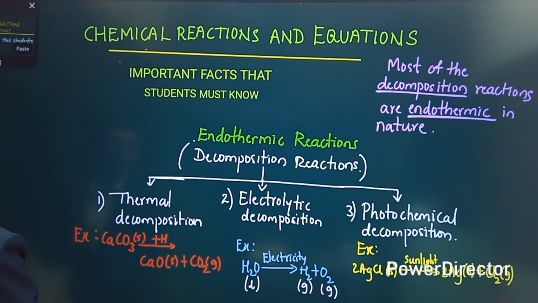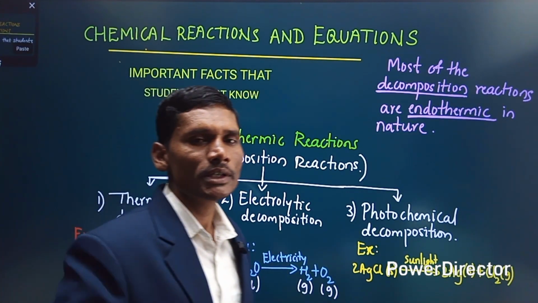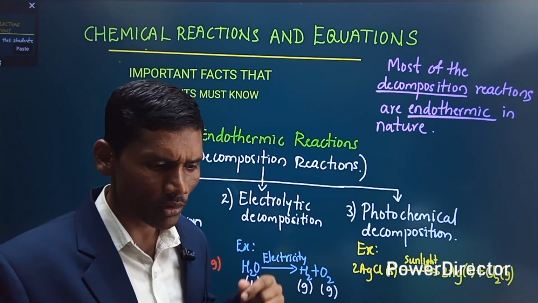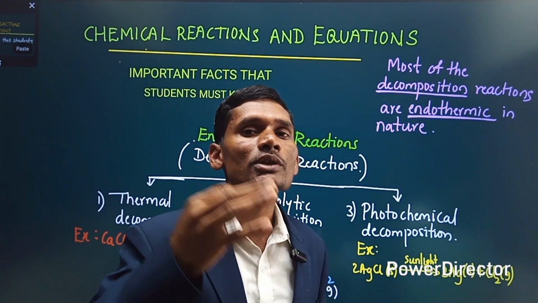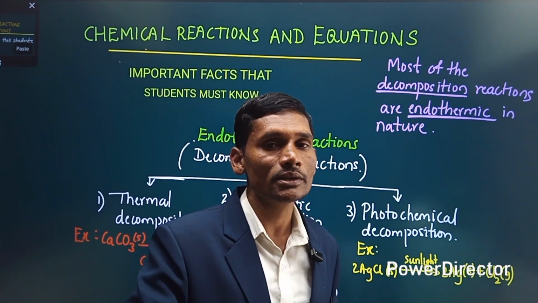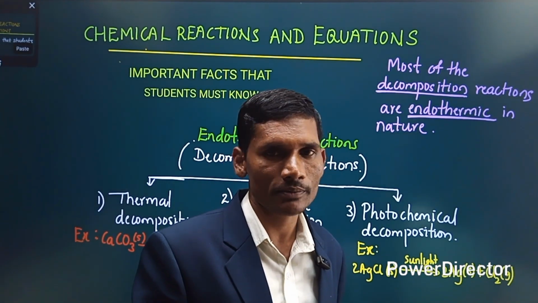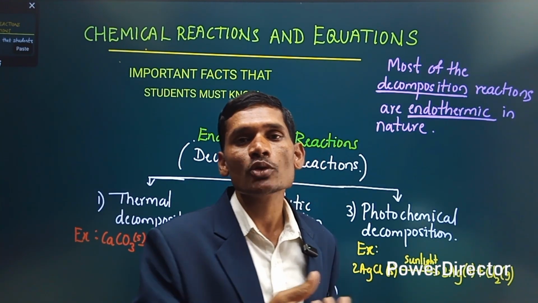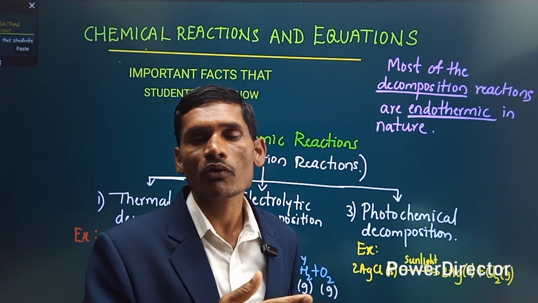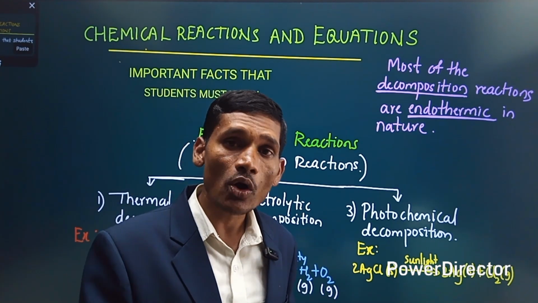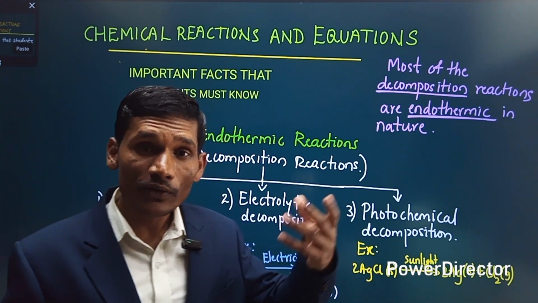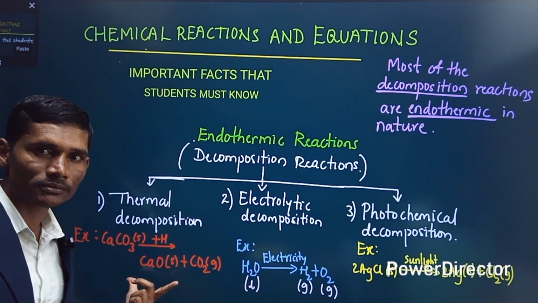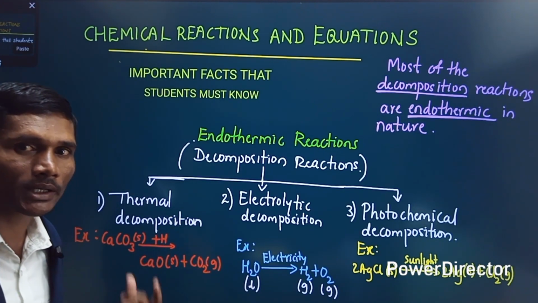Next, coming to here, decomposition reactions. Most of the decomposition reactions are usually endothermic in nature. Decomposition means a single reactant is breaking to give two or more new products, right? One reactant is breaking to give two or more products. What is happening here? It is absorbing energy. That energy may be in the form of heat, or it may be in the form of electricity, or it may be in the form of light. Okay, if it is absorbing heat, we call that particular type of decomposition thermal decomposition. Okay, if it is absorbing energy in the form of heat, that is thermal decomposition.